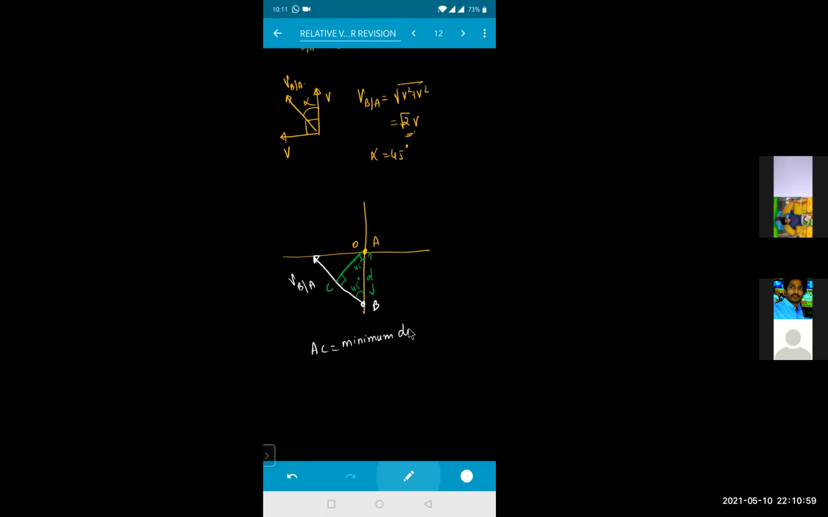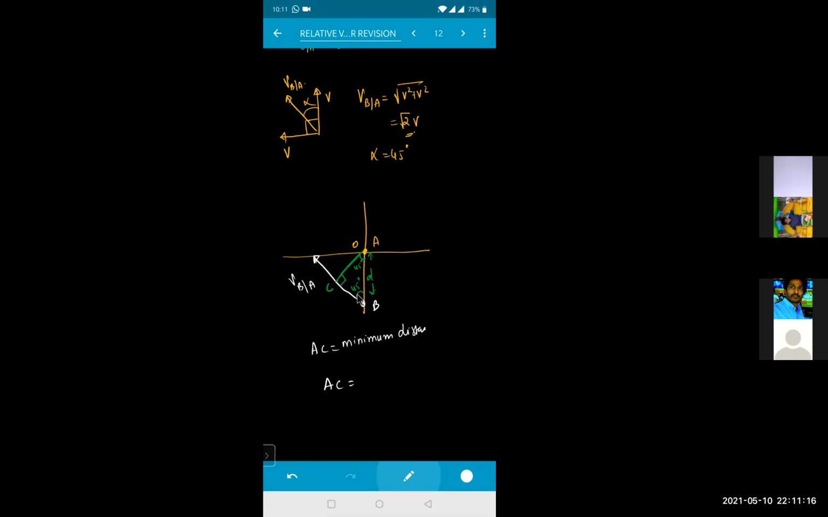Got an idea how to draw the minimum distance? First find the relative velocity, take the direction of the resultant velocity, and drop a perpendicular to A. Whichever direction we have found, drop a perpendicular to it. That means AC will be equal to how much? You resolve the D. This is D. So if I resolve here, what will it become?